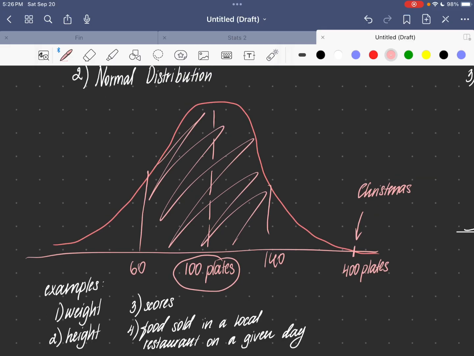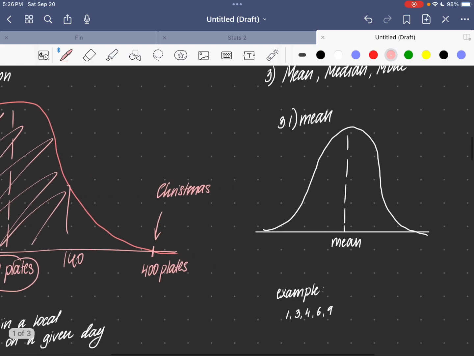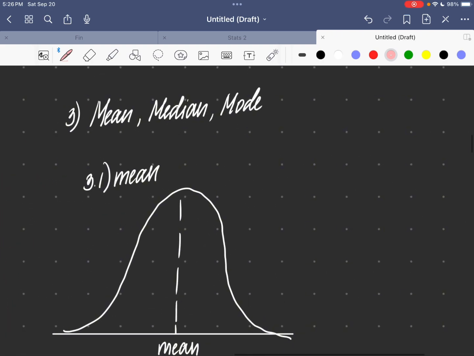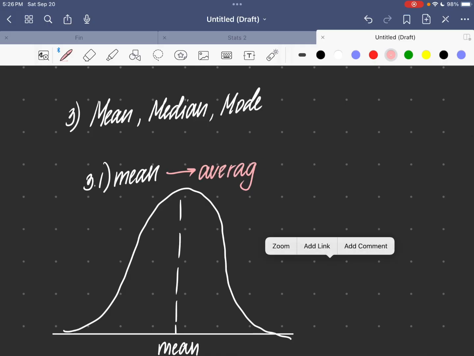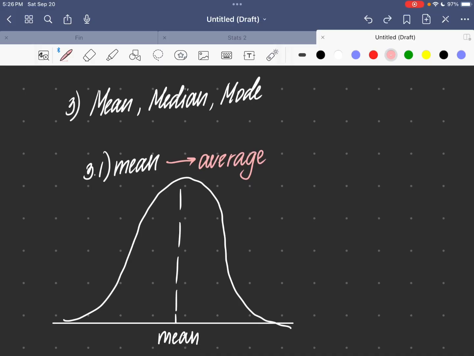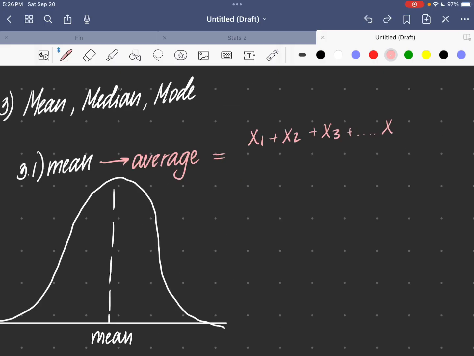Now let's move on to the tools that we use to describe normal distribution, and those include mean, median, and mode. So let me start with the mean. Mean is actually the same thing as average. It's just a fancy word that we use in statistics. Mean is the average, so the formula for it would be x1 plus x2 plus x3 plus continue until xn, and then divided by n. So I'm pretty sure a lot of you know how to calculate the mean.